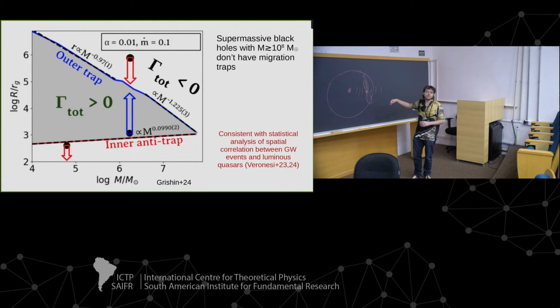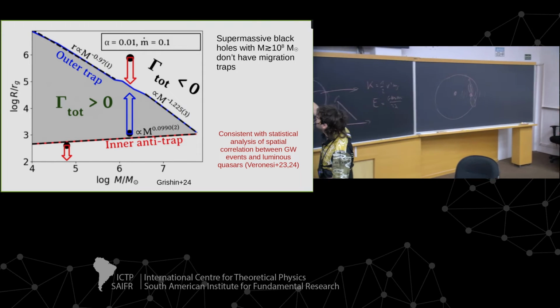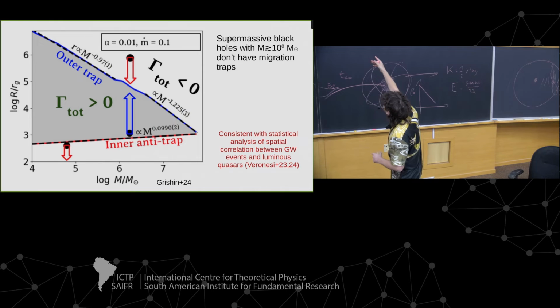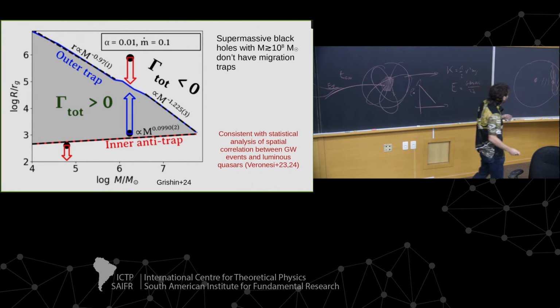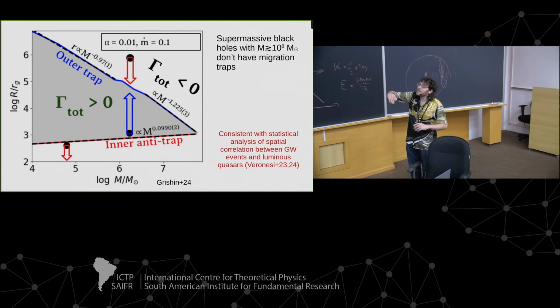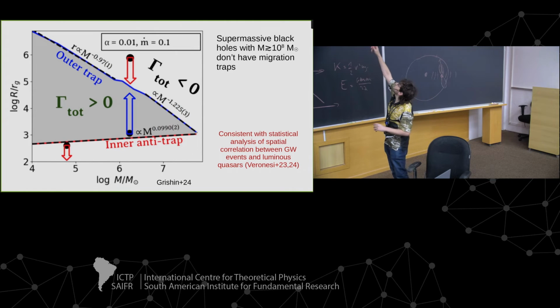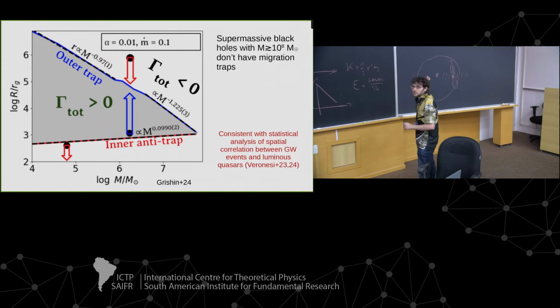And this also causes a torque on the black hole, and this torque tends to push them outward. In this paper, Yevgeny Grishin showed that once you take into account all these torques, type 1 migration, thermal torque, and so on, you can calculate that if you have a very massive accretion disk for a black hole greater than 10 to the 8, you don't have any migration trap. You tend to simply push the black holes out.